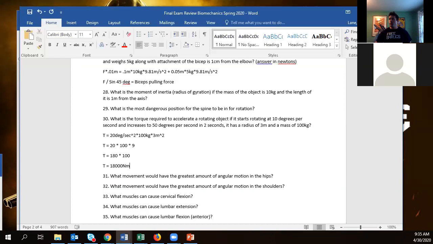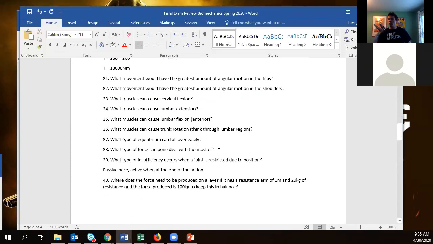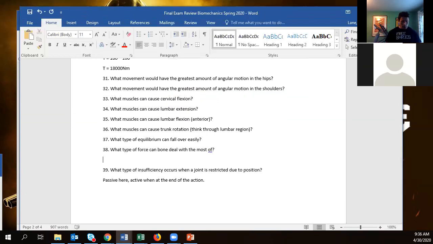Anytime, anytime. And then on number 38, I know the least type of force is the shear. Would the most be compressive? Yes. Okay. So most is it goes compression, then tension, then shearing force. Shear. Spelling. Don't worry, I'm not going to take off for spelling, as long as I can figure out what you were trying to say.